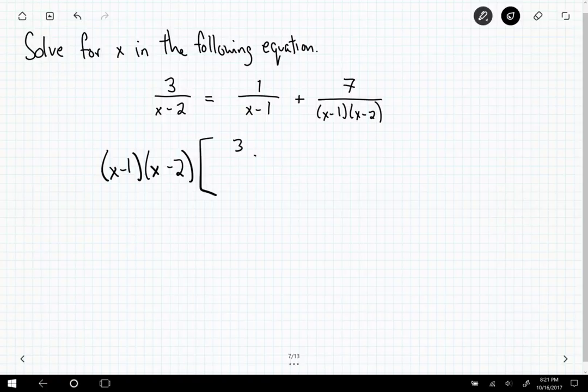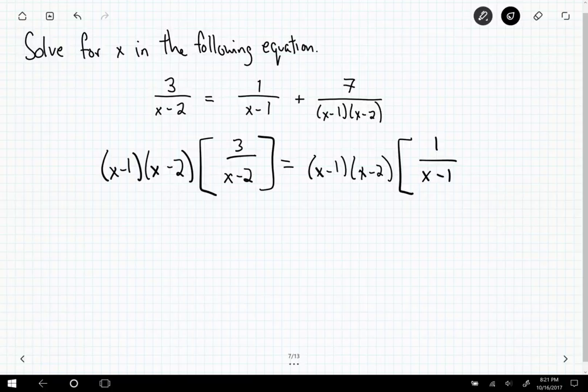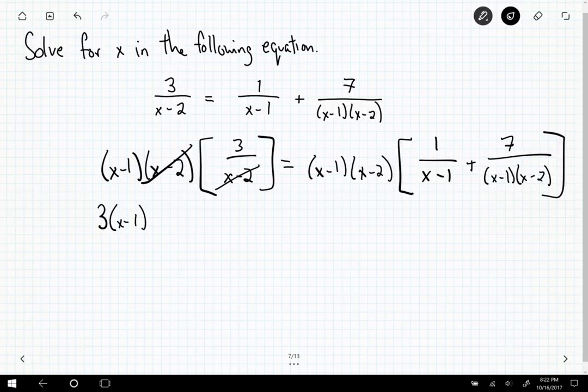And so then we'll do 3 over x minus 2 equals, and then same thing, we have to do it on both sides. X minus 1 times x minus 2, that quantity times 1 over x minus 1 plus 7 over x minus 1 quantity times x minus 2, that quantity there. Alright, so when we take this over on the left hand side, hopefully we'll notice the x minus 2's will cancel, and we're left with 3 times the quantity x minus 1.